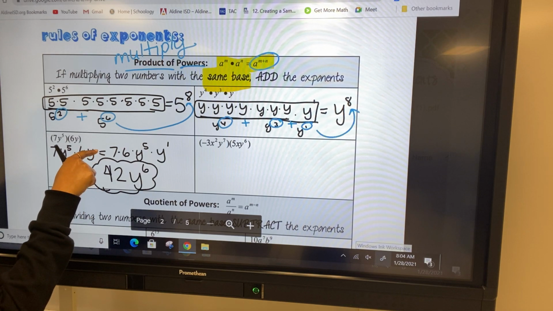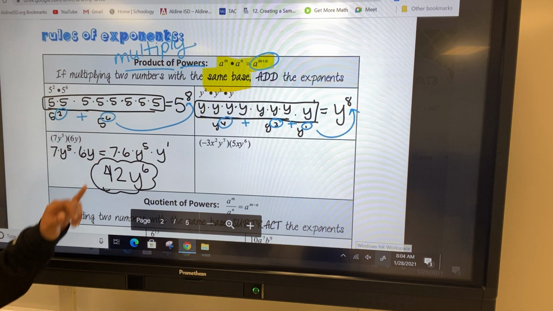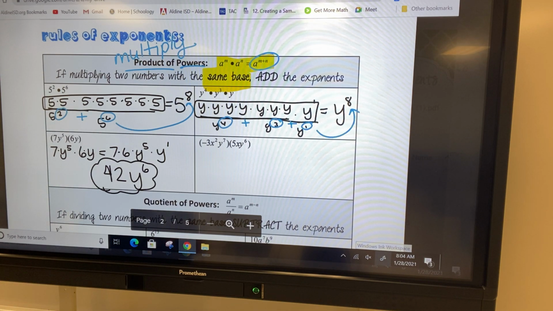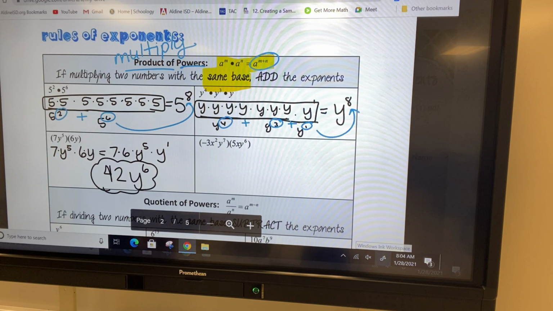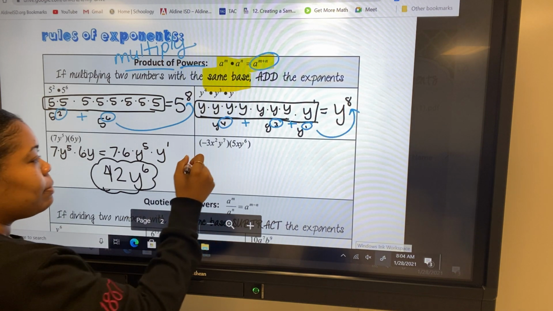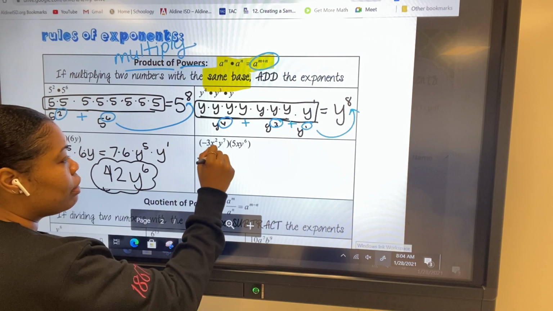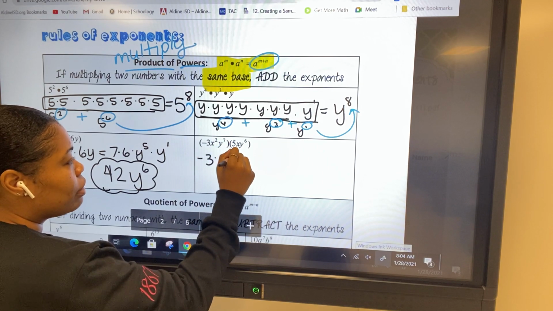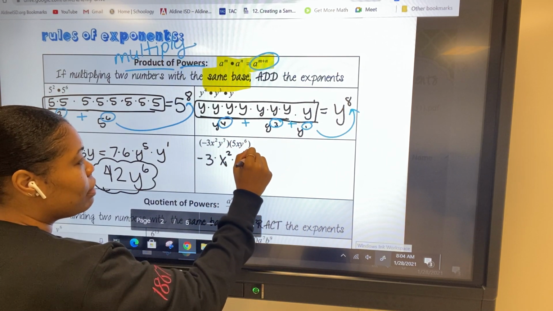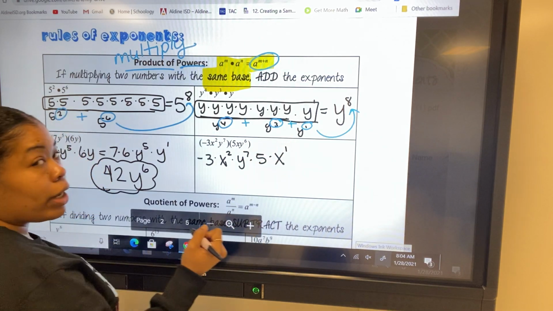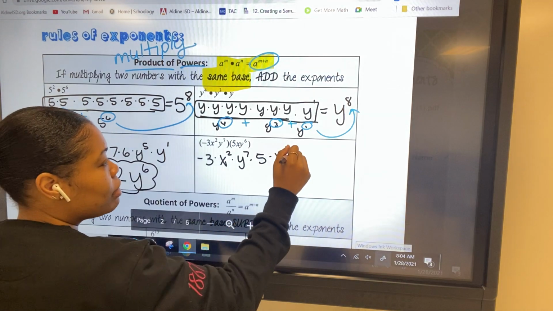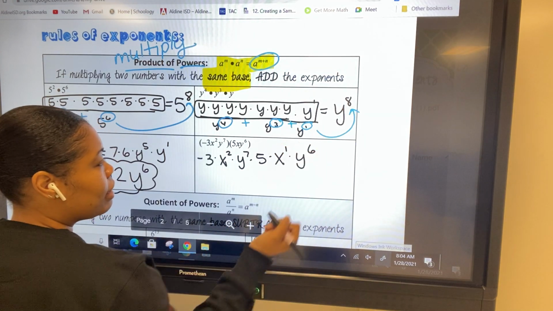So we still have to multiply the 7 and the 6, but for the exponents, we add them. Okay. Let's take a look at one more. This time we have multiple variables. So this means -3 times x squared times y^7 times 5 times x, and again we're going to put a 1 if it doesn't have an exponent, times y^6.